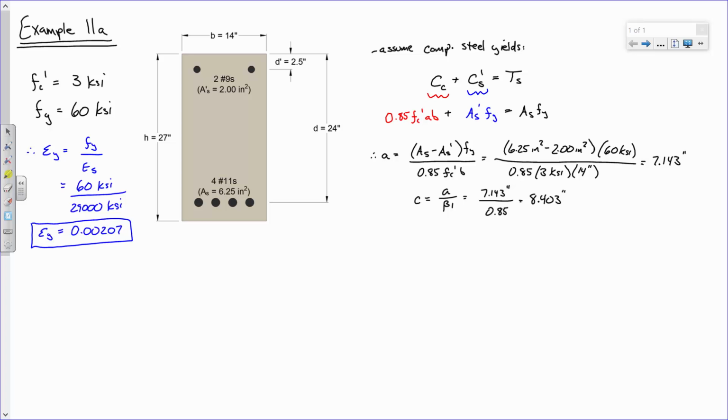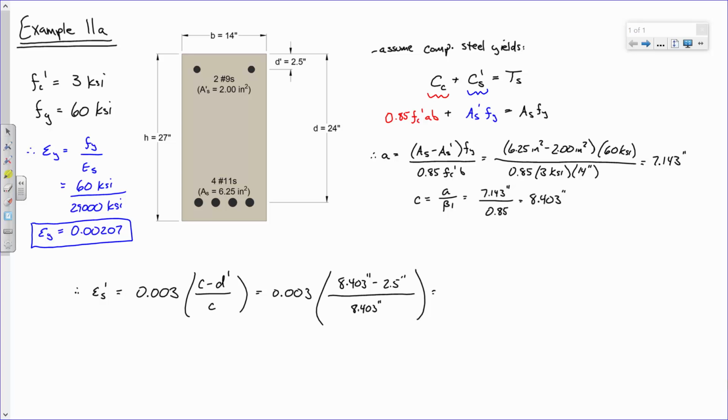So the first strain value I'm going to compute is the strain in that upper layer of steel. And so that's 0.003, and this is a new one, (c minus d prime) over c. 0.003 times 8.403 minus d prime. d prime is what? 2.5 inches. Sorry, wrong one, 8.403. Okay, and so what does that come out to be?